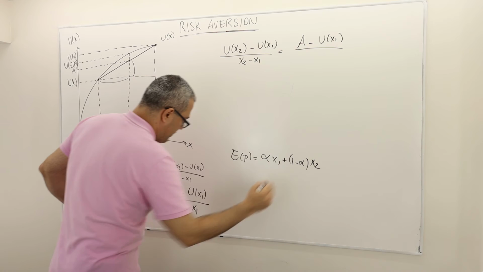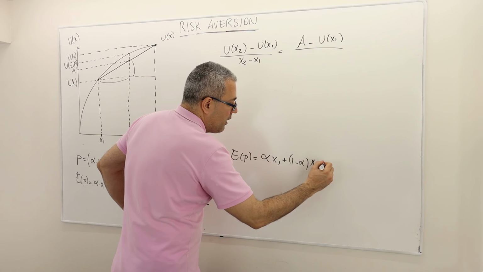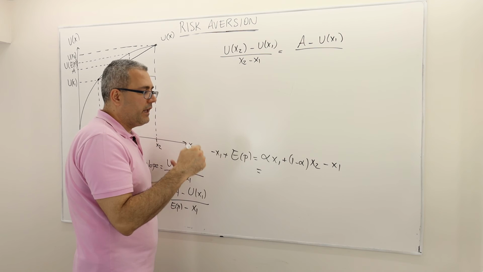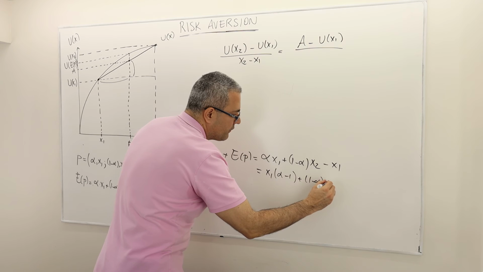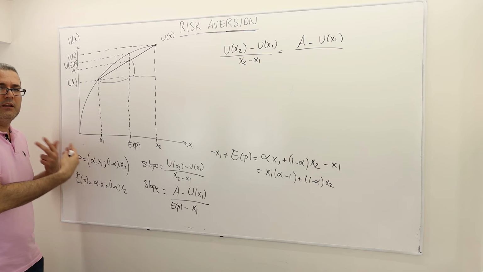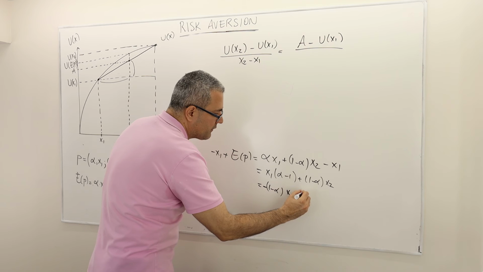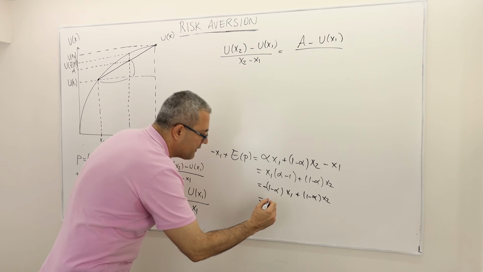But in this ratio, I have EP minus X1. So what if I subtract X1 from this? Here I have alpha X1, and I have minus X1. If I take X1 in parentheses, I'm going to have alpha minus 1 plus 1 minus alpha X2. But remember, alpha is a number between 0 and 1, because otherwise this can't be a lottery. So therefore, this is negative. If I rewrite this, it is minus 1 minus alpha X1 plus 1 minus alpha X2. Or equivalently, taking 1 minus alpha in parentheses, this is X2 minus X1.